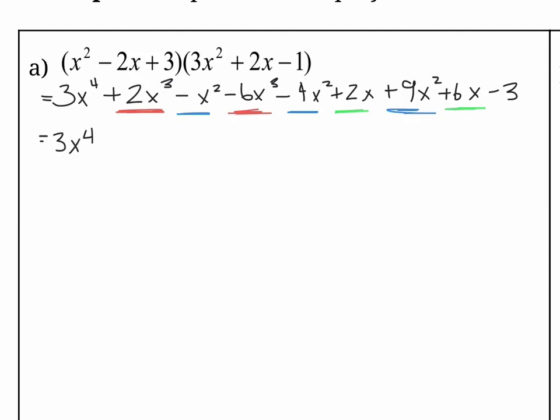So now let's deal with the x cubed. 2 minus 6 is going to be negative 4, x to the power of 3. And then here we have our squareds now. We have negative 1 minus 4, that's going to be negative 5, plus 9, that's going to be positive 4. So we have positive 4x squared. And then we have 2x plus 6x, that's going to be plus 8x. And then we have minus 3.